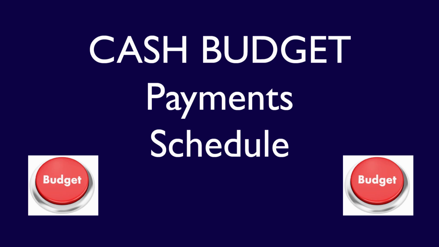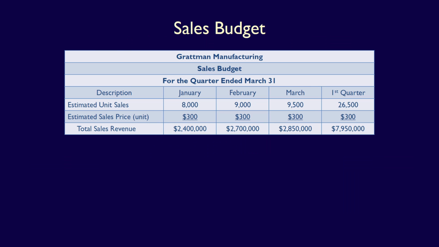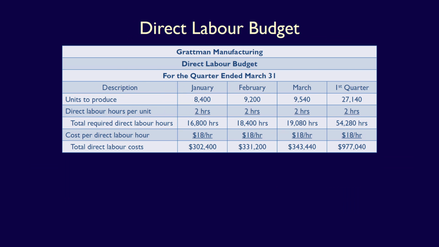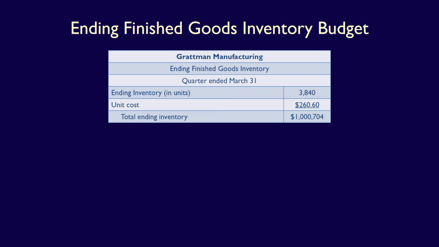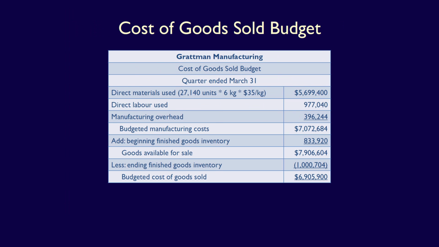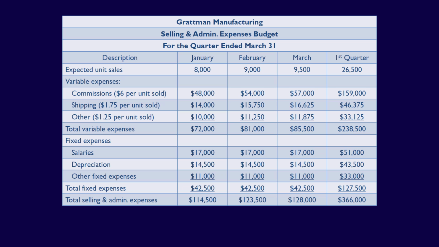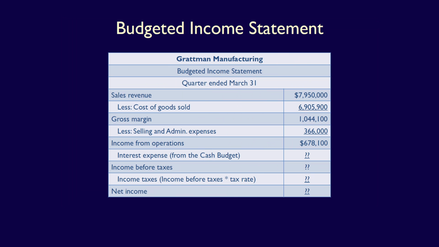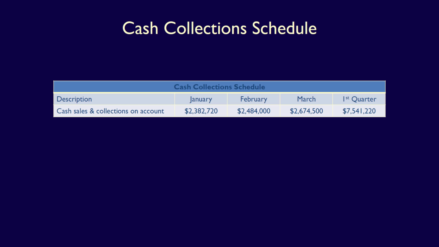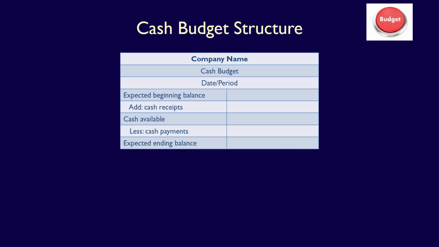We're continuing with the process of producing a cash budget by completing a cash payment schedule. We've already completed the following budgets for Gratman Manufacturing's master budget process: sales budget, production budget, direct material budget, direct labor budget, manufacturing overhead budget, ending finished goods inventory budget, cost of goods sold budget, the selling and admin expenses budget, the budgeted income statement, and finally the cash collection schedule, which we need in order to produce the cash budget.